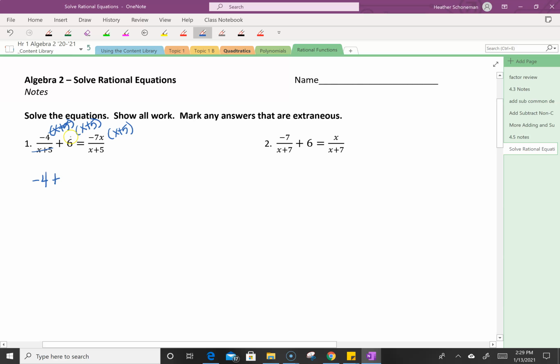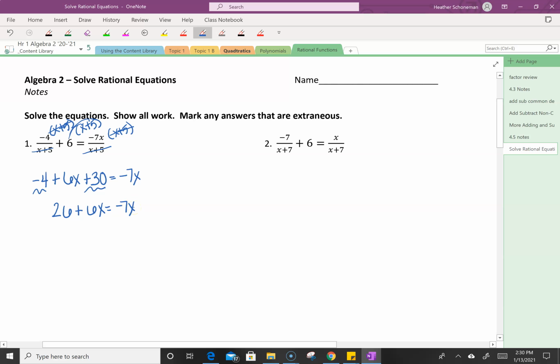Plus, in the second one, nothing cancels, so I'm going to distribute. 6 times x is 6x. 6 times 5 is 30. On the other side, the x plus 5 cancels, and I get negative 7x. When we solve, the first thing we need to do is combine like terms. So negative 4 and 30 is 26. So I have 26 plus 6x equals negative 7x.